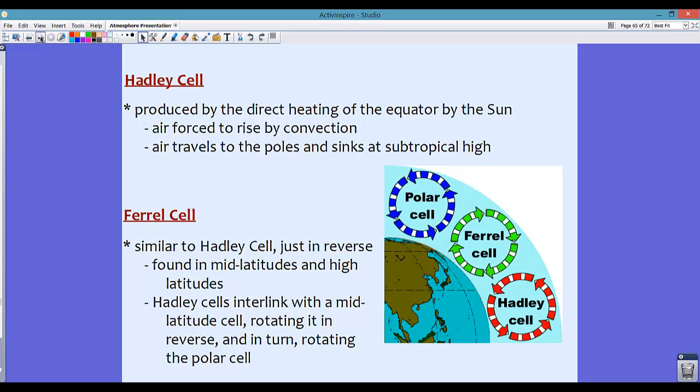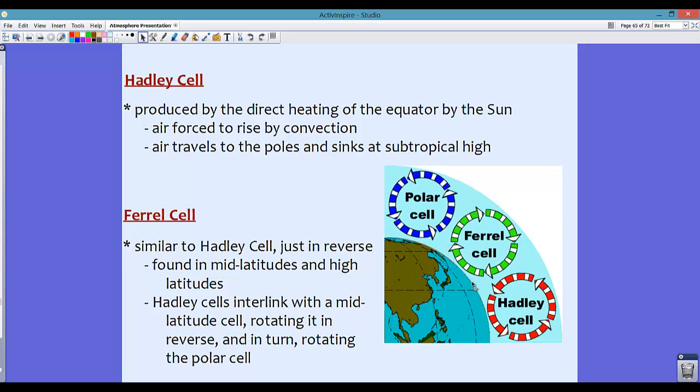Now, in between that, we have an indirect cell, and this is called a Ferrel cell. This is similar to the Hadley cell, it's just in reverse, and it's found in mid-latitudes and high latitudes. So if you picture some of these zones, right here we're talking about probably 30 degrees latitude, and up here is about 60. So the Ferrel cell happens somewhere in between there.